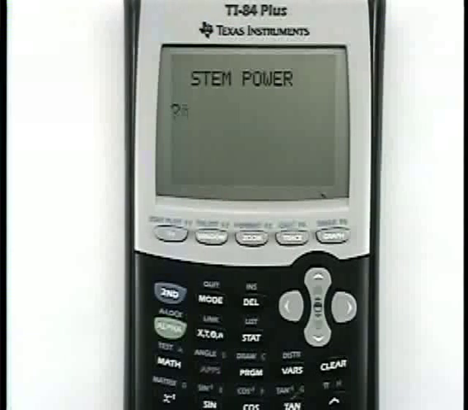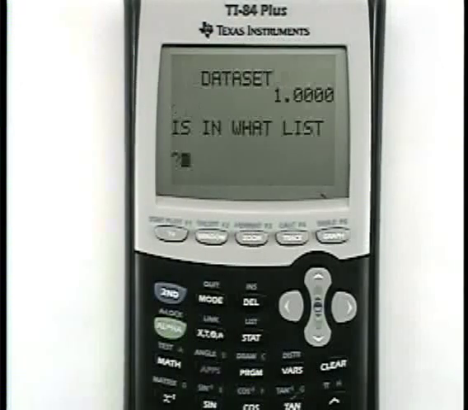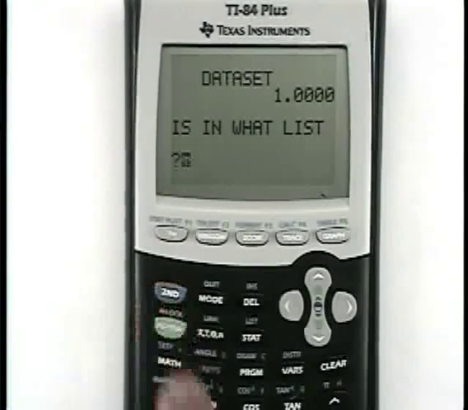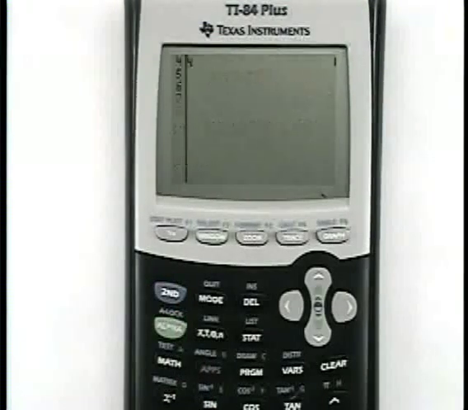Stem power. This is a little bit tricky. Stem power, I'm dealing with tens. They're 40s, 50s, 60s, 70s, they're tens, right? So that's 10 to the first. If that 4 was actually 400 and the 5 was actually 500, well, hundreds is 10 squared. 10 squared is 100, right? So stem power would be 2. So I'm going to put 1 in here because that's 10 to the first. And now it says, all right, what data list? I'm in L1, so second 1. Then enter, and there she goes.